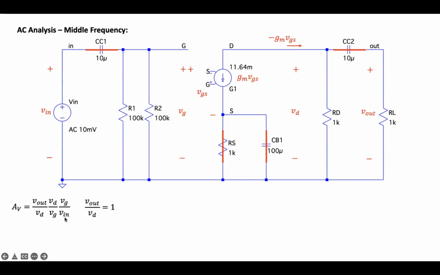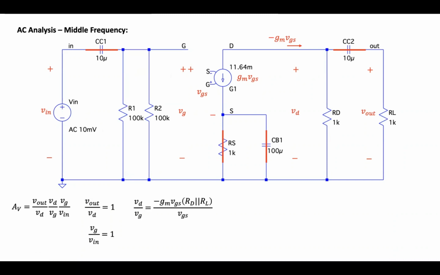And then from the schematic diagram, Vout and VD are parallel voltages since CC2 is shorted. So they would have the same nodes, so they are equal voltages. So Vout over VD is equal to 1. On the input section, since CC1 is also shorted, Vin and VG will have the same nodes. So they are parallel voltages, so they are equal. So the ratio is also equal to 1.